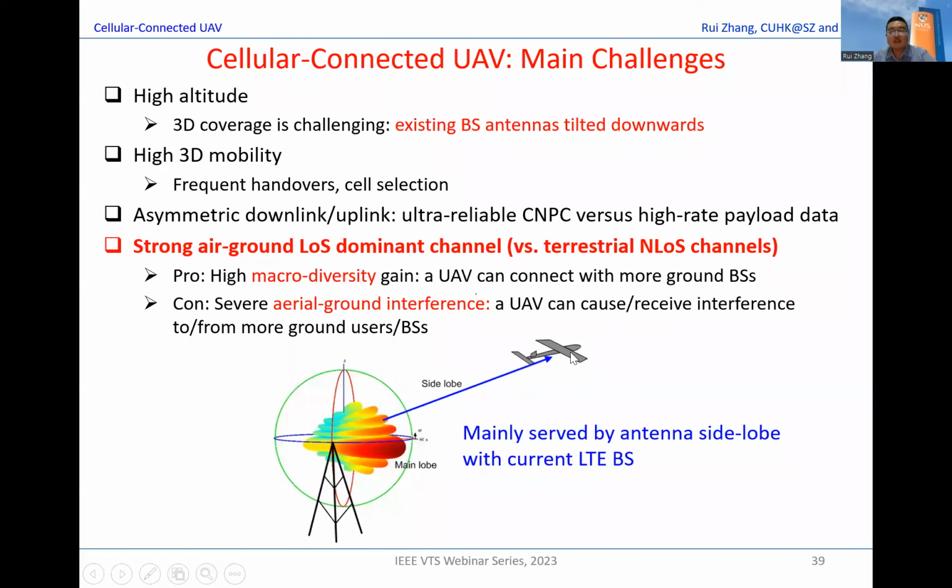In this case, we consider the UAV as a user, and it needs to communicate with the ground base station. But the problem is that in the existing cellular network, most of the cellular base stations have their antennas tilted downwards, pointing to the ground users. That means we only use the side lobe of the existing base station's antenna to cover the UAV communication. That will cause some problems, for example the coverage hole problem and so on. But in this talk, I want to mainly emphasize the problem that we call the air-ground interference introduced by UAV.